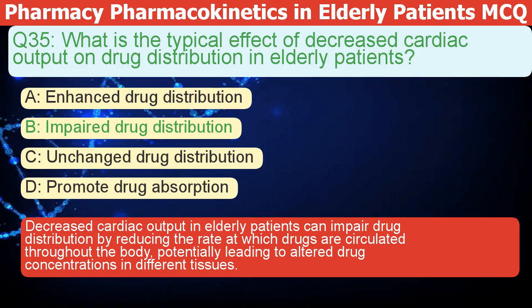The correct answer is B. Decreased cardiac output in elderly patients can impair drug distribution. This reduction in circulation slows how quickly drugs move throughout the body, potentially leading to altered drug concentrations in different tissues.